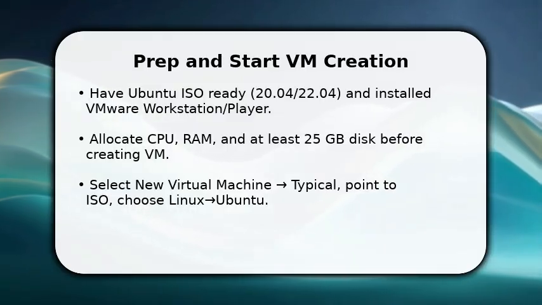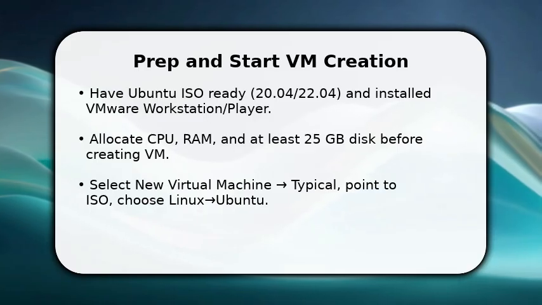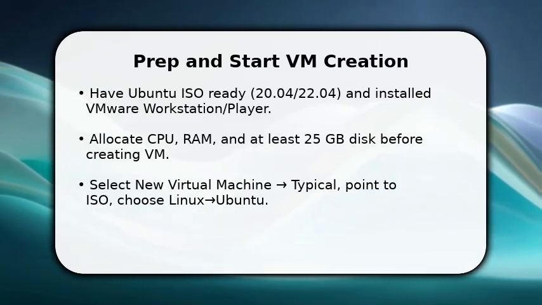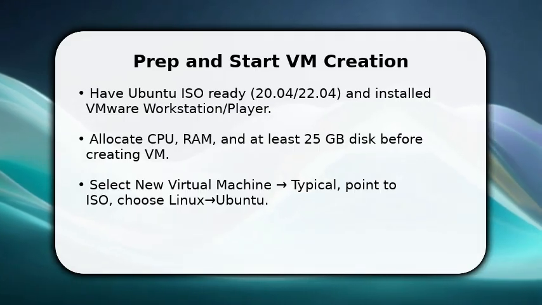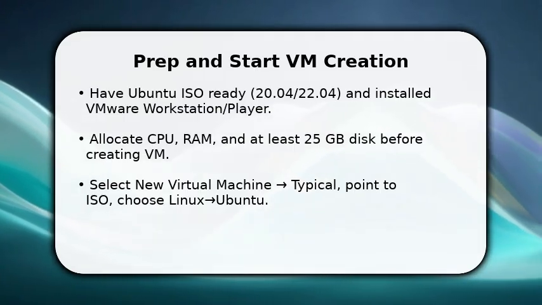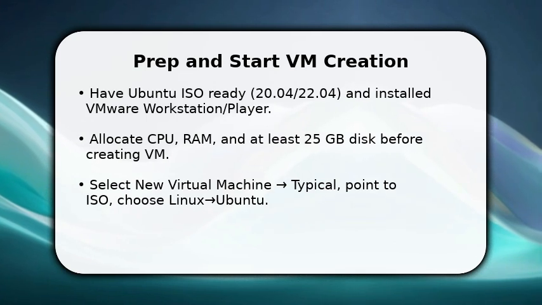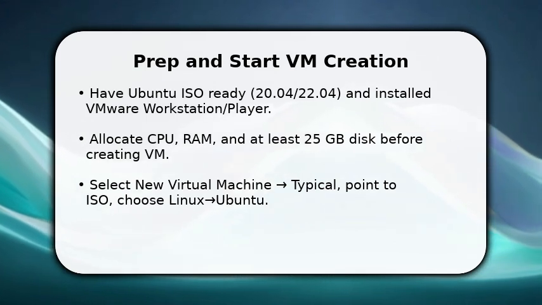Make sure you allocate CPU and RAM now, pick at least 2 cores and 4 GB RAM for a smooth desktop experience. Also set a 25 GB or larger virtual disk, so the installer has room for packages and updates.